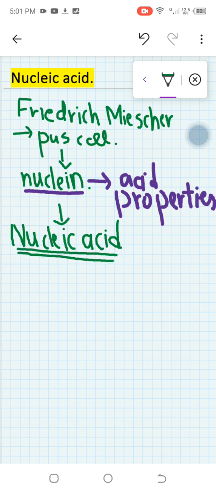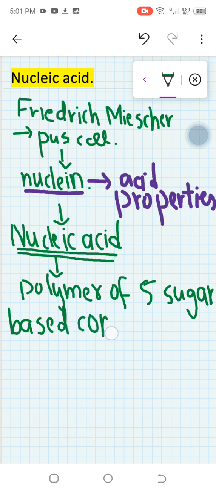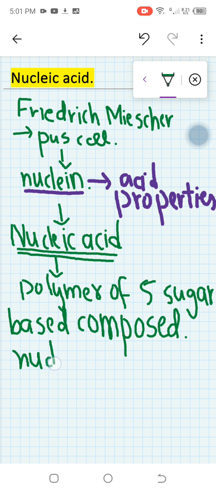So basically nucleic acid is the polymer, or you can say macromolecule, of pentose sugar based compound, that is nucleotide. Polymer of pentose sugar based compound, that is nucleotide.